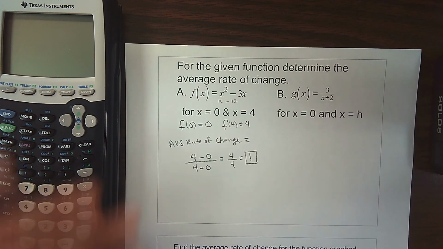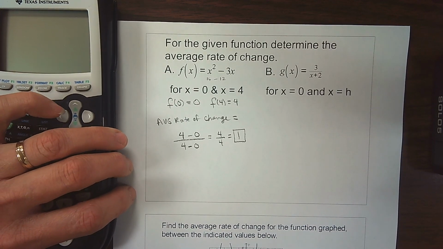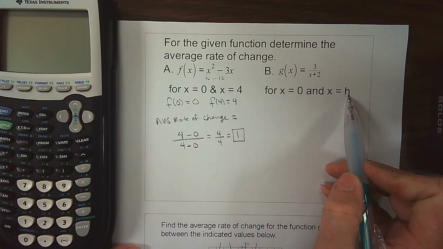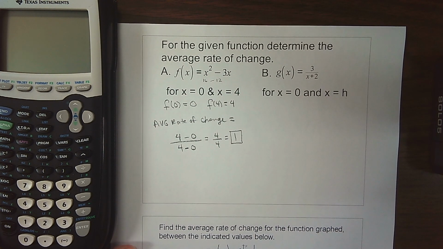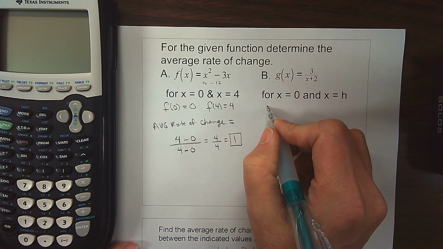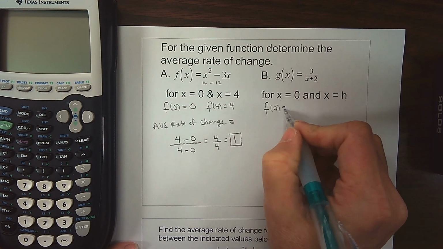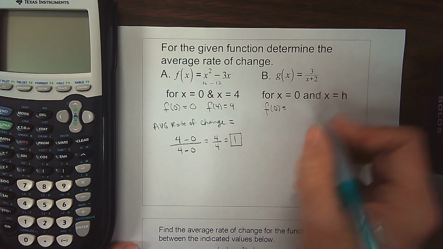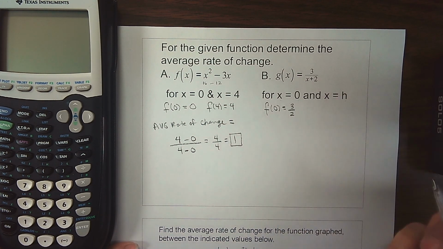All right, let's take a look at another. Now, what's different about this one? They're giving us x equals 0 and x equals h. So it's not an actual numeric value. That's okay. We know the process for calculating the rate of change. We start out by finding the associated y values. If I plug in 0 for x here, I get 3/2 as my output.